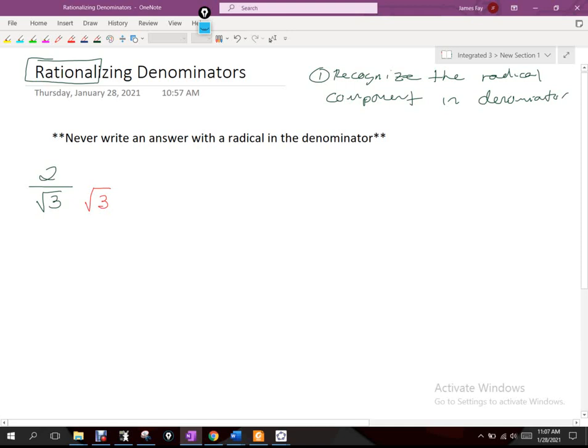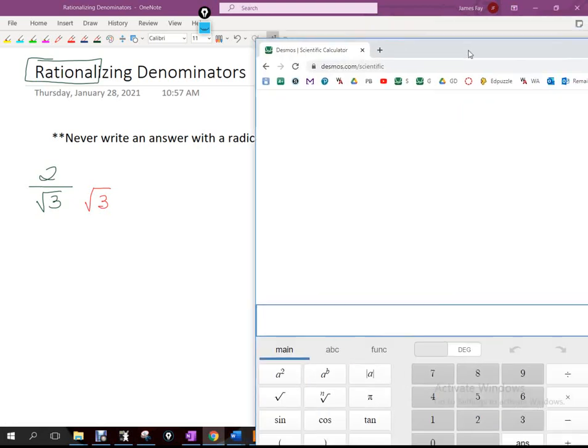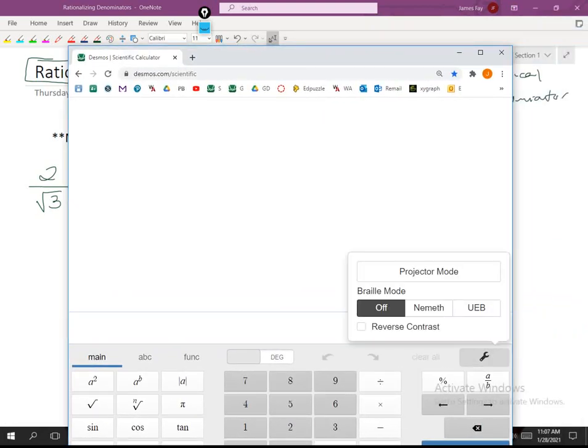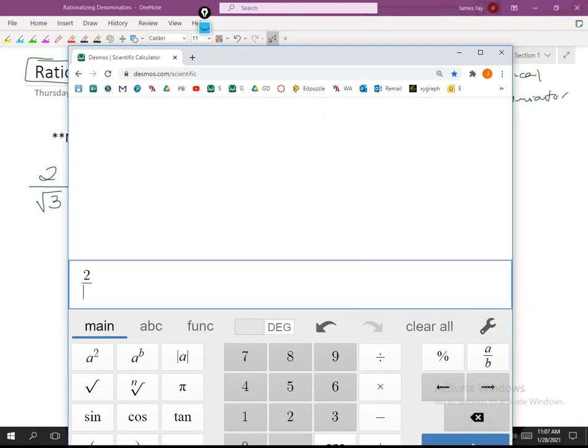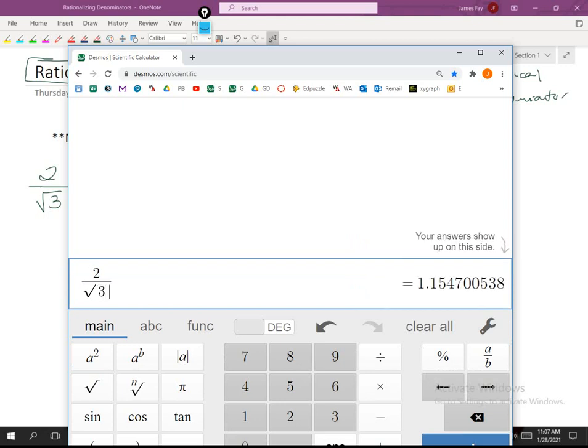Okay? Now, if all I do is multiply the denominator, and I don't do anything to the numerator, I change 2 divided by radical 3 into a completely different number. Let me show you with Desmos here real quick. So we start with 2 divided by square root of 3, okay?